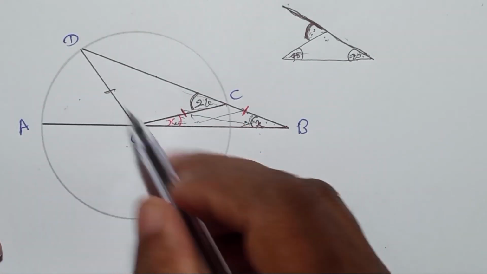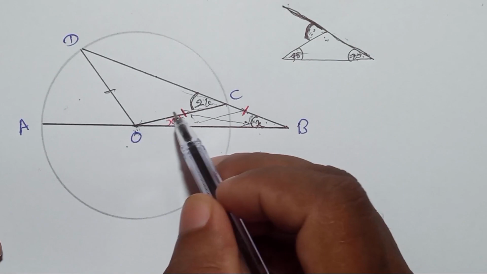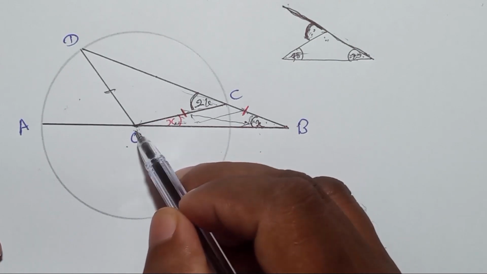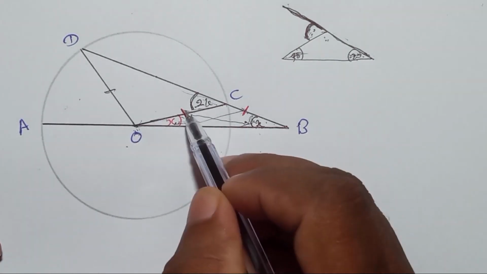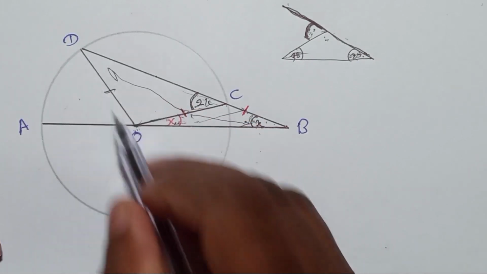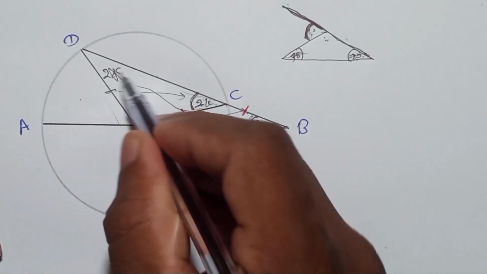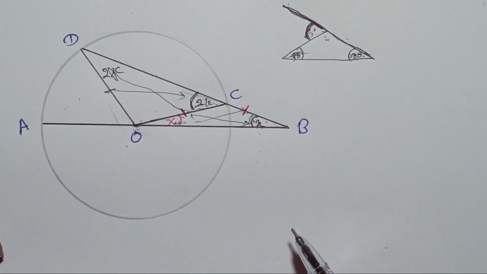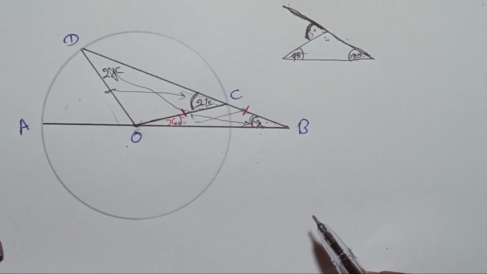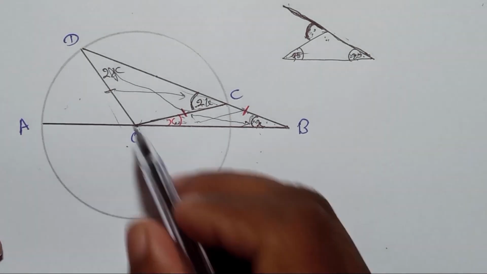That means here OC and OD are equal. So what are the opposite angles of OC and OD? This side's opposite angle is this one, and this side's opposite angle is this one. If this is 2x, this also will be 2x. Try to understand, right? Now this is a little bit of a long method, but that is the method that came to my mind, so I will try to explain that way.